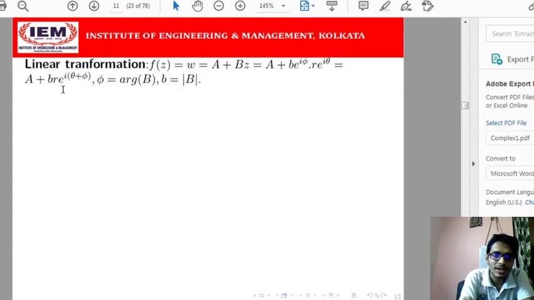Initially z was r e to the power i theta. We are multiplying it by the modulus of b, so we are magnifying z by multiplying with b. Then we are adding phi to the angle theta, that is the argument of z. That means it is rotated by an extra angle phi. After that we are adding a, so we are translating the resultant complex variable by a. Then ultimately we get the value of w. So phi is the component of rotation, b is the component of magnification, and a is the component of translation. All these three things are involved.